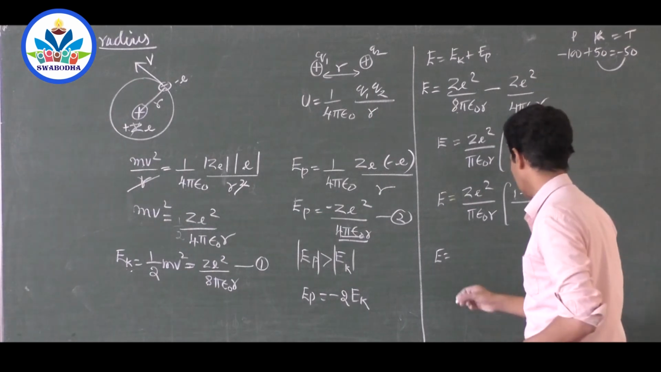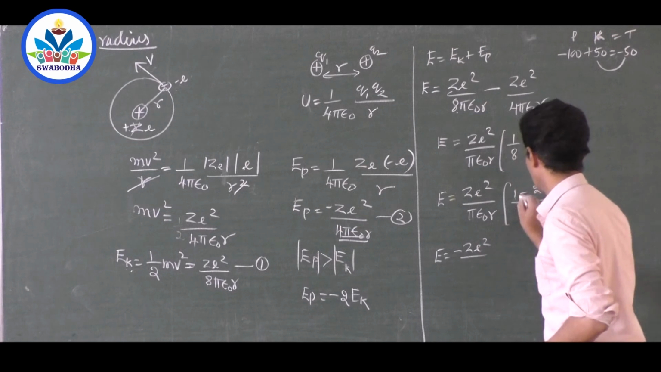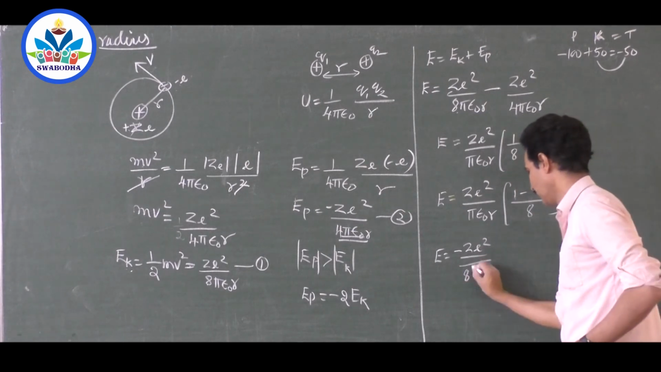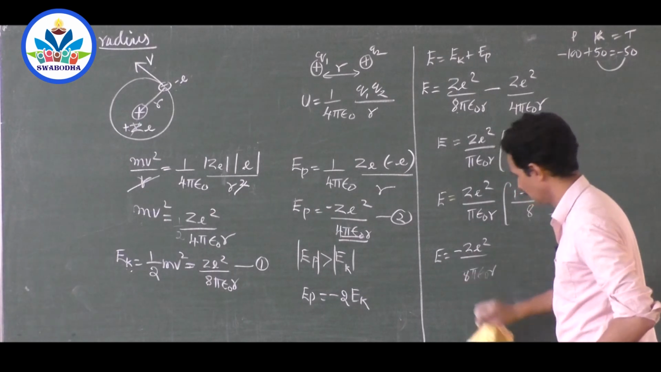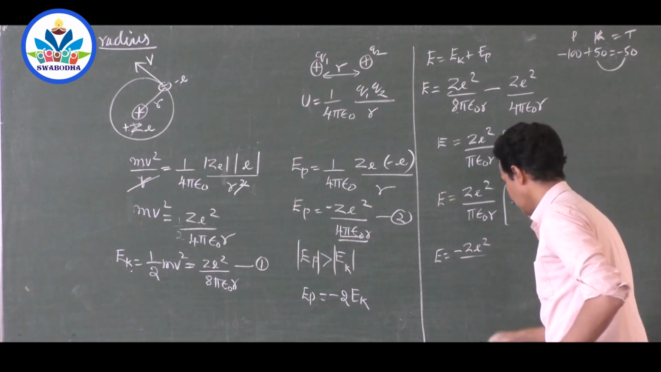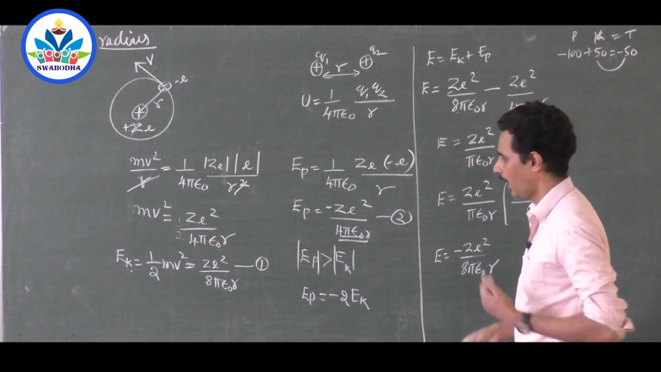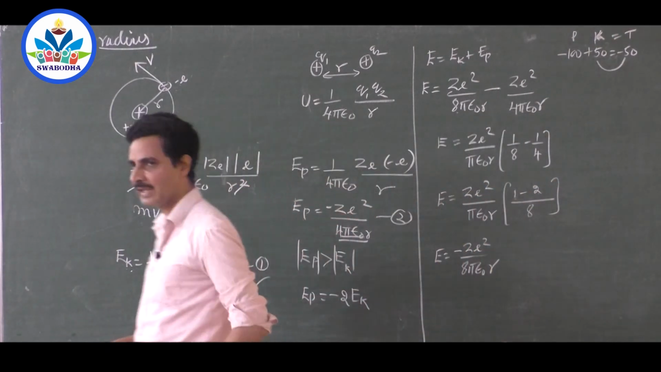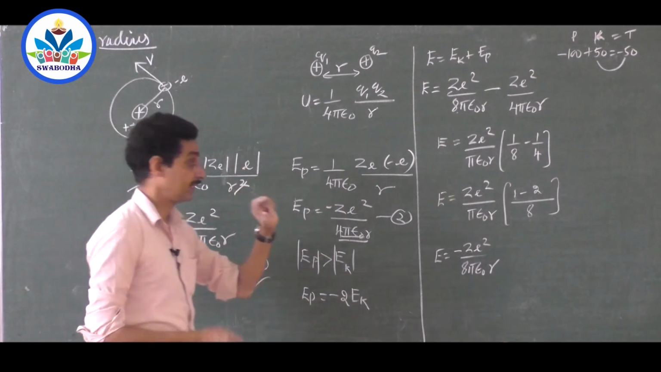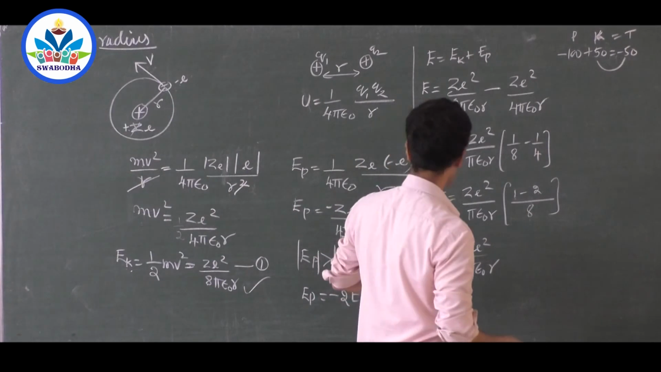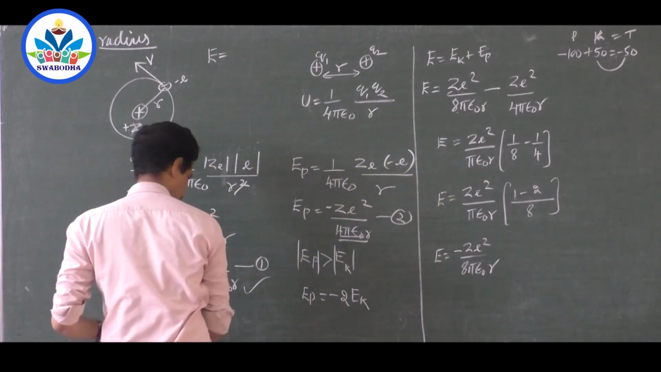E is equal to, what will you get then? The answer is minus ZE square, because 1 minus 2 is minus 1, by 8 pi epsilon naught r, which is the same as kinetic but minus. But the final answer is not over. I want to substitute r, for the total energy of the electron. Shall I rub this?